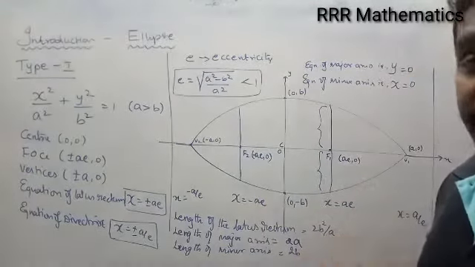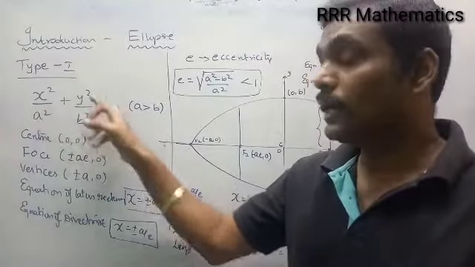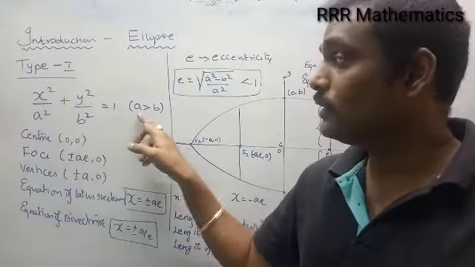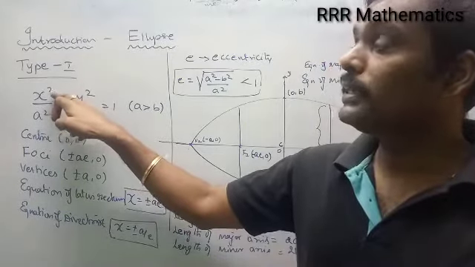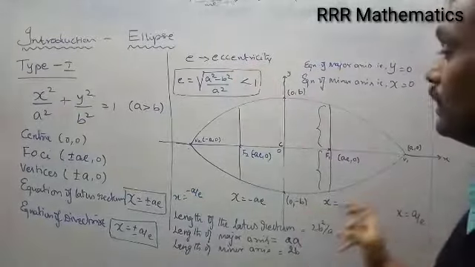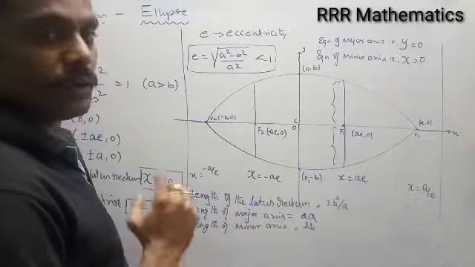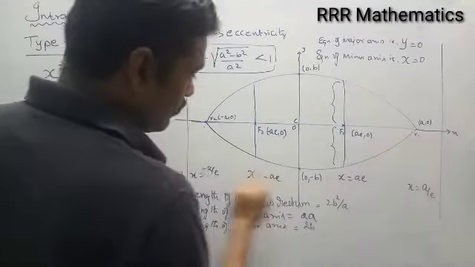Okay. How to identify type 1? Very simple. See the denominator of x square and y square, which has more, that is denoted by a square. In this case, the value of a square appears in the denominator of x square. Therefore, the major axis is parallel to the x axis. Now, we'll see how to draw an ellipse. So, elliptical shape. We want to draw like this.